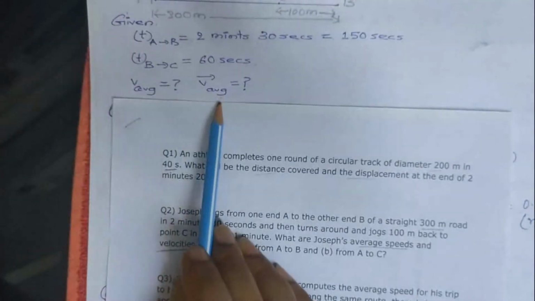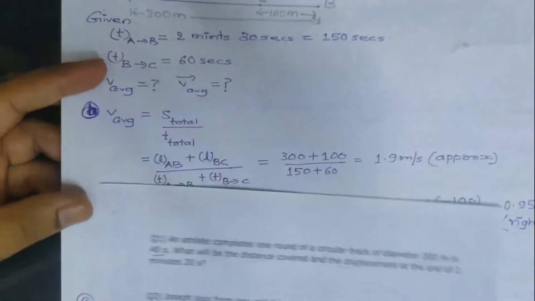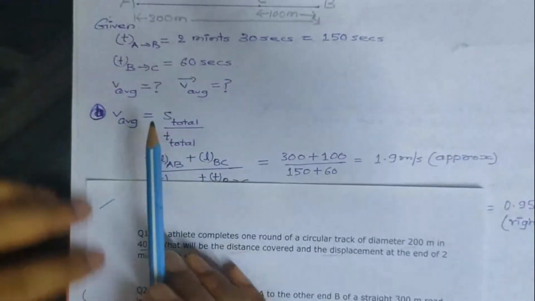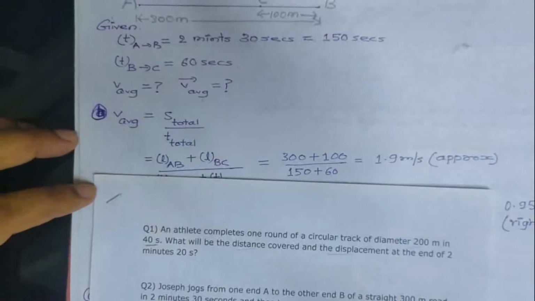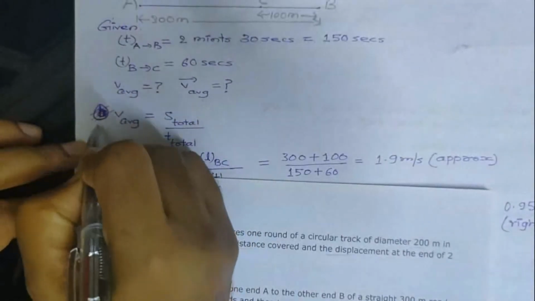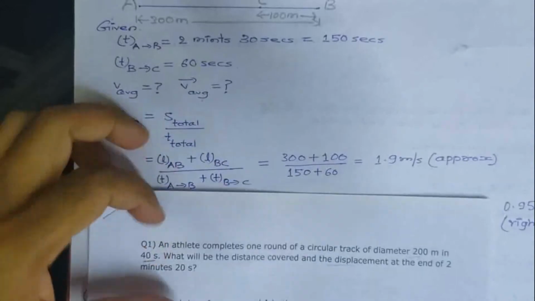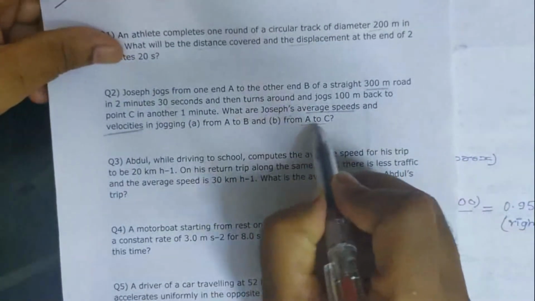Total distance covered by total time spent. Yeah, so average speed. So for your problem, I've solved the b part first. That means I have solved this part from A to C first. So this is the b part, guys.